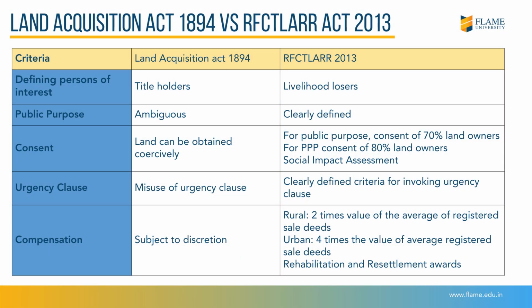The tables in the next two slides detail the differences between the 1894 and 2013 Acts pertaining to land acquisition laws. These also trace the evolution of land acquisition legislation in India based on the criteria listed in the first column in the tables. The 1894 Act defines the persons of interest as those who are title holders, whereas the RFCT LARR Act of 2013 defines them as livelihood losers. While the 1894 Act is ambiguous regarding the public purpose, the 2013 Act defines public purpose in a clear and detailed manner.